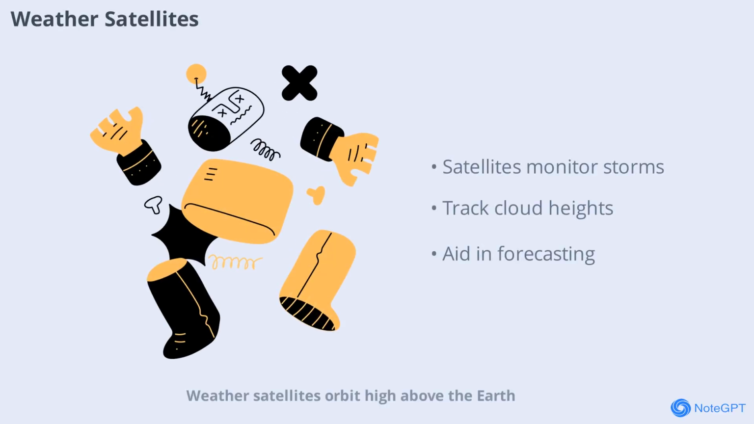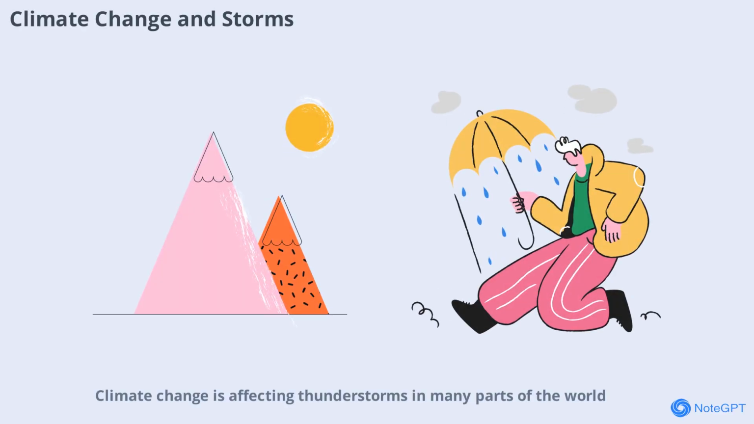Weather satellites orbit high above the Earth, providing a bird's-eye view of thunderstorms and other weather systems. They capture images and data that help meteorologists track storm development, measure cloud heights, and monitor lightning activity. Satellite technology has revolutionized our ability to forecast storms and respond to severe weather events, making it an essential tool for modern meteorology.